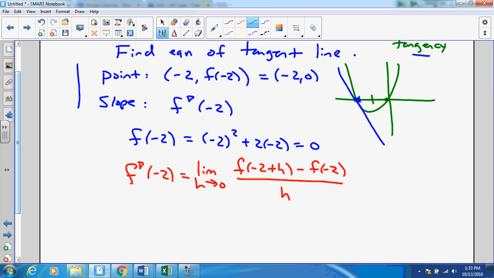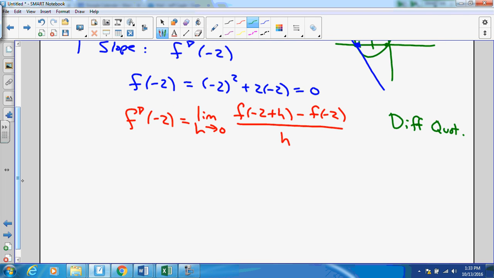Now, I'm about to substitute in just a minute. First, I'm just going to set up the difference quotient. Does everybody see where all the different pieces are coming from here? Good. Okay.